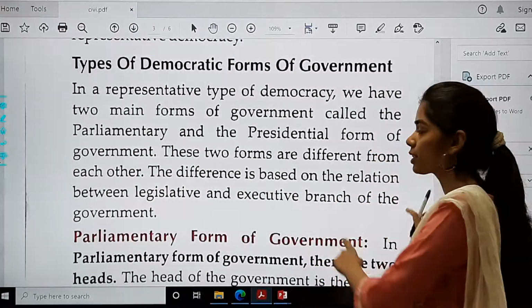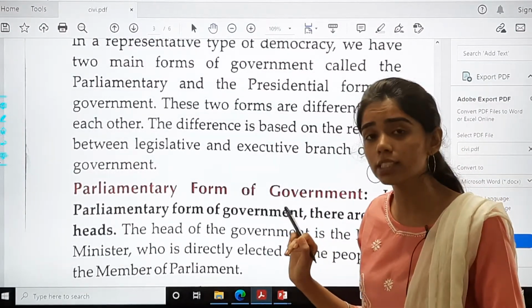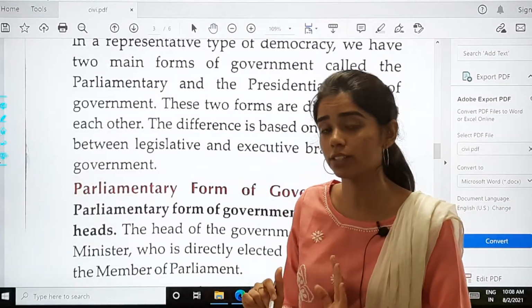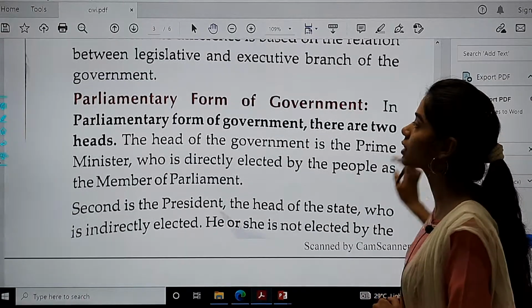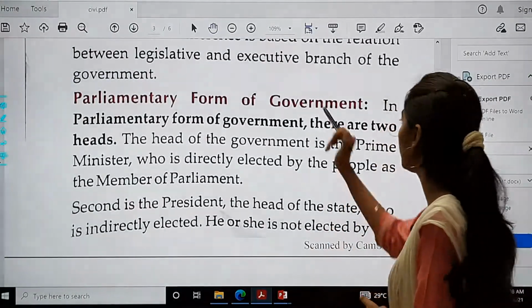This we studied. Executive, what it does is executes the laws and the rules and keeps a watch that everyone is following the laws or not. Is it clear? Now, first one is parliamentary form of government. What is the first one?